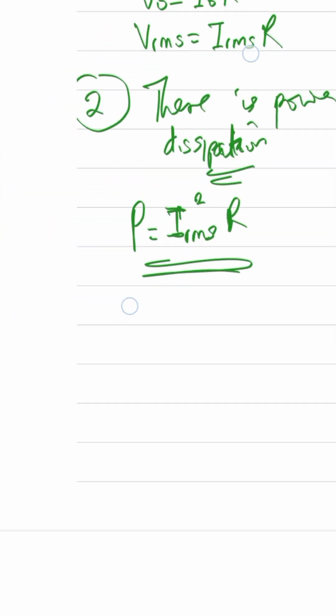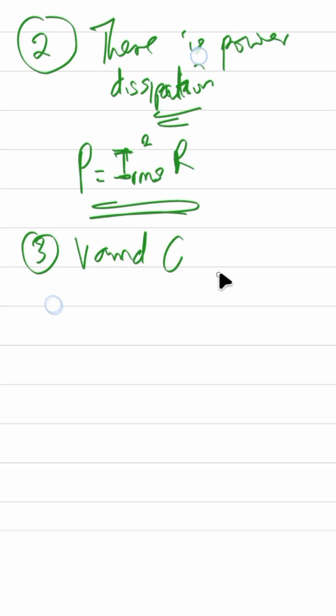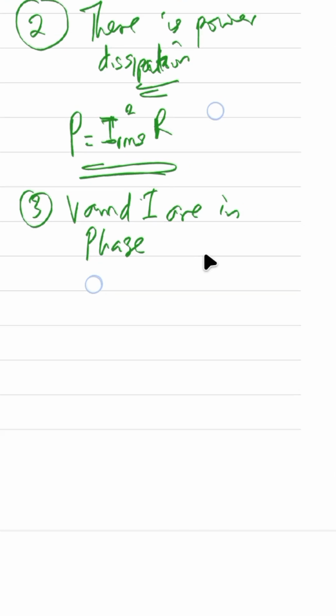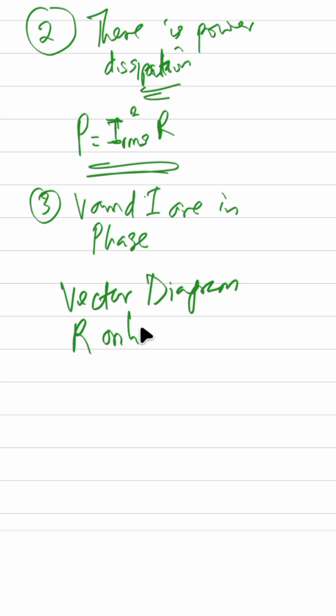Okay, the next thing to note here is that the voltage and current, that's V and I, are in phase. That means they move together. No one is leading the other one. No one is lagging. So it looks something like this. The vector diagram, they might ask you to draw the vector diagram. JAMB has asked it before. Vector diagram of a resistor-only AC circuit.